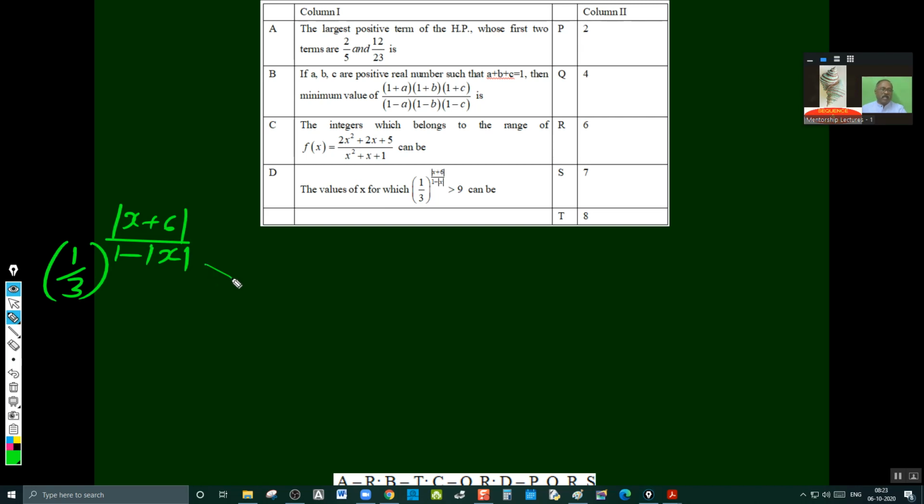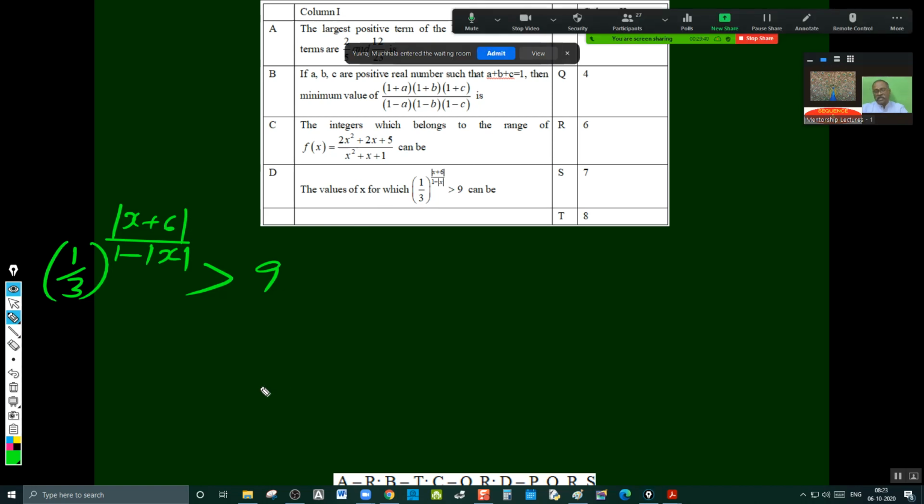Is greater than 9, please. The value of x for which this can be given. If you see column 2, all the values are positive, please. And hence, what is it that we can say?